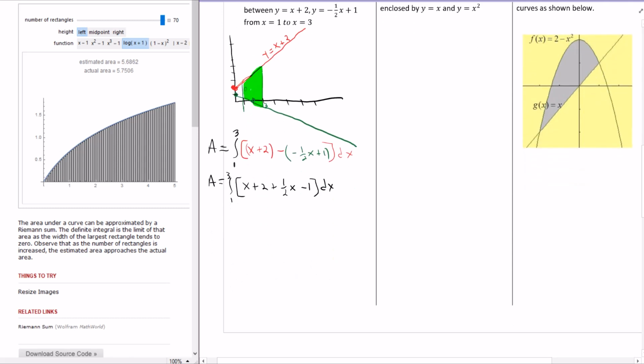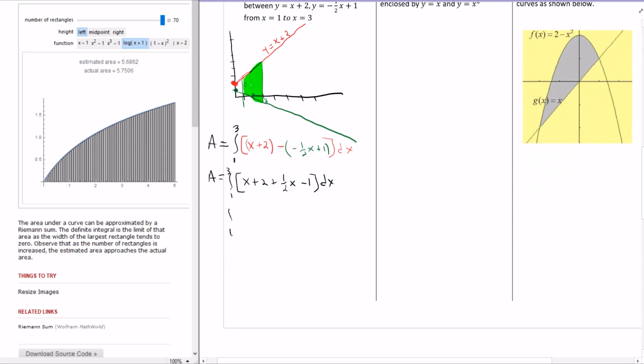And then let's go ahead and combine some like terms. X plus 1/2 x is going to give us 3/2 x. 2 minus 1 is going to give us 1. And now we're ready to integrate. So let's go ahead and integrate. The exponent here is 1, so we're going to add 1, divide by what we get.